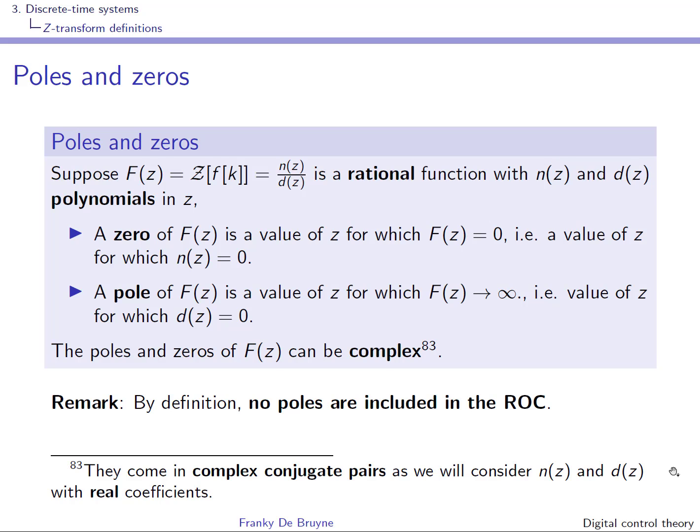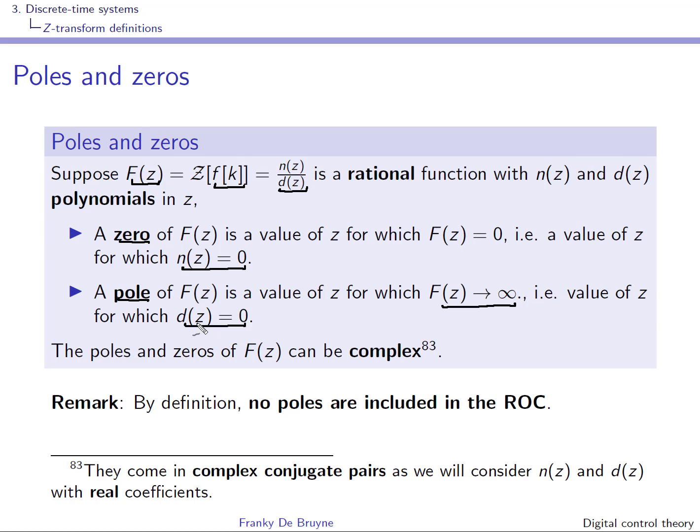We can define the concept of a pole and a zero in a similar fashion as in the Laplace domain. So we are given a sequence f of k, and if we take the z-transform, we'll obtain a rational function in z. This means that f of z can be written as n of z, the numerator polynomial, divided by d of z, the denominator polynomial. And a zero of f of z is a value of z for which f of z is equal to 0. So obviously it's a value of z for which n of z is going to be 0. A pole of f of z is a value for which f of z tends to infinity. That is a value of z for which the denominator polynomial is 0.